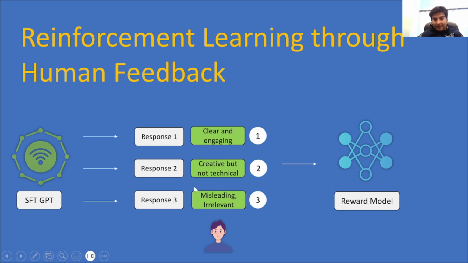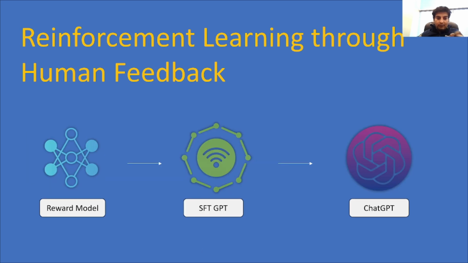So here, let's say the first response, this person has tagged it as clear and engaging. Second response, he has tagged it as creative, not technical. Third, it is very misleading and irrelevant. Okay. Now you have all of these responses, and these responses have been given labels and ranks or scores by a human. Now, all of these labels will again be fed to a new model, and this model is known as the reward model.